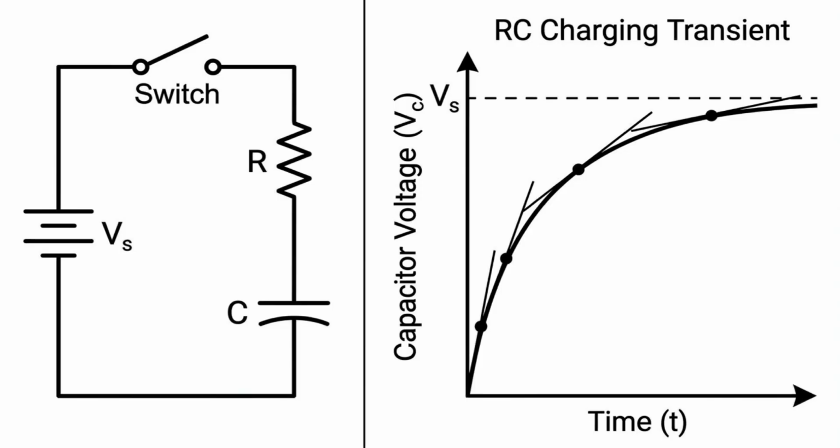Most transient responses in basic circuits follow an exponential function. This is because the rate of change in voltage or current is proportional to the difference between the current state and the final steady-state value.